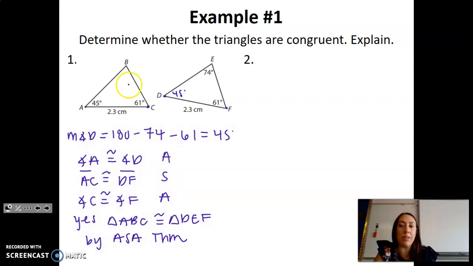So see how it's a shortcut? We didn't even talk about B and E. We didn't talk about sides AB, BC, DE, EF. We just talked about angle, side, angle.